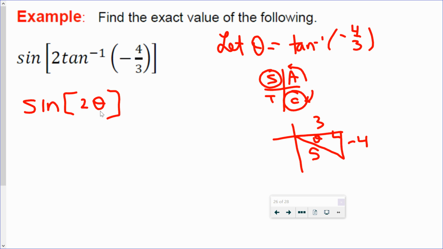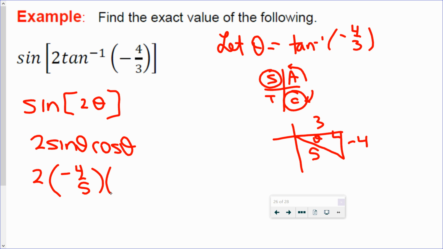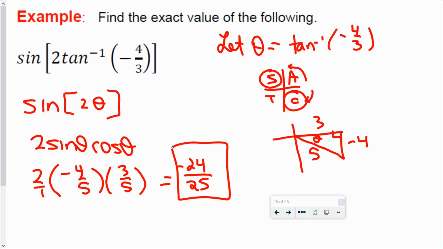Now, sine of 2 theta I know is a double angle identity, which I can write as 2 sine theta cos theta. So 2 sine of theta. Sine is opposite over hypotenuse. Cosine is adjacent over hypotenuse. So remember, when we multiply by 2, I'm just going to put it over a 1, so you remember we only multiply that by the numerator. So I have 2 times negative 4 is negative 8, times 3 is negative 24, over 5 times 5 is 25. So this would be the exact value. Can't go any lower than that.